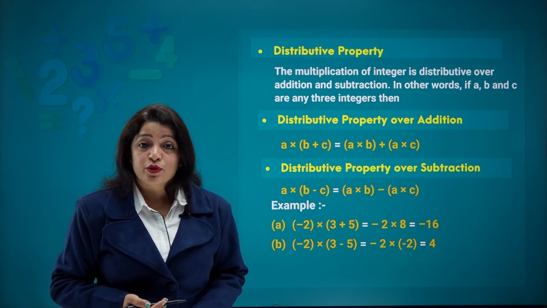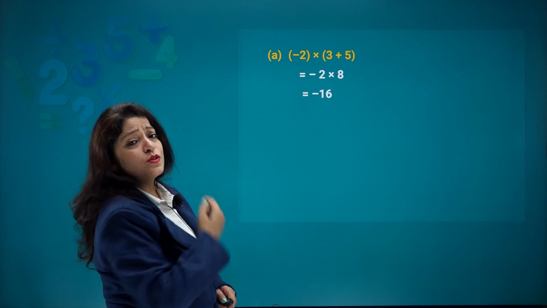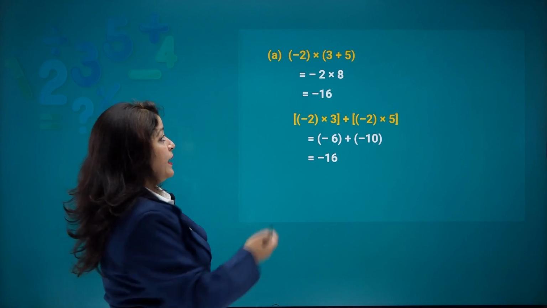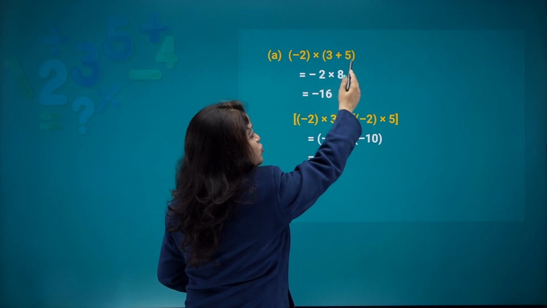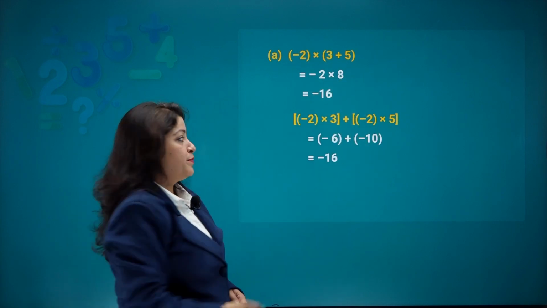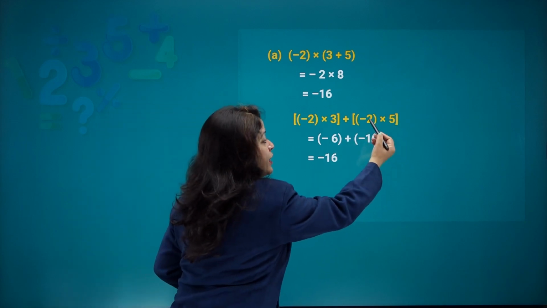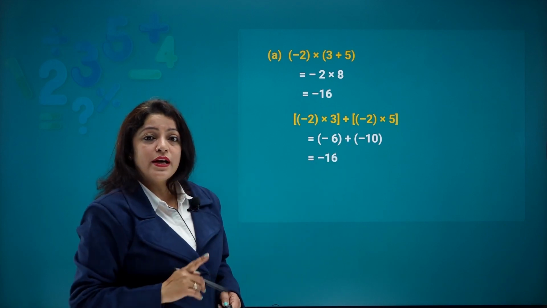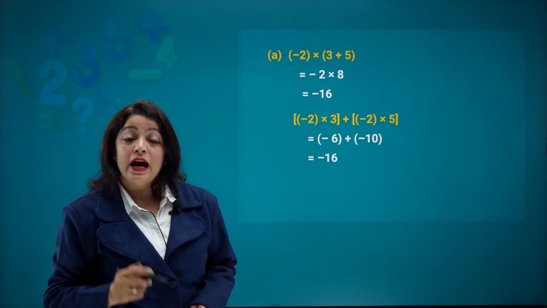But can we apply the distributive property to them also? Yes. How can we do this? Look here. If I apply the distributive property to this, I should multiply minus 2 by 3, and I should multiply minus 2 by 5 also, right? So, let me first find the product. The product is minus 6, and the second product is minus 10. Now, I have to add these two. That shows I'll do minus 6 plus minus 10. Both the negative numbers are getting added here.